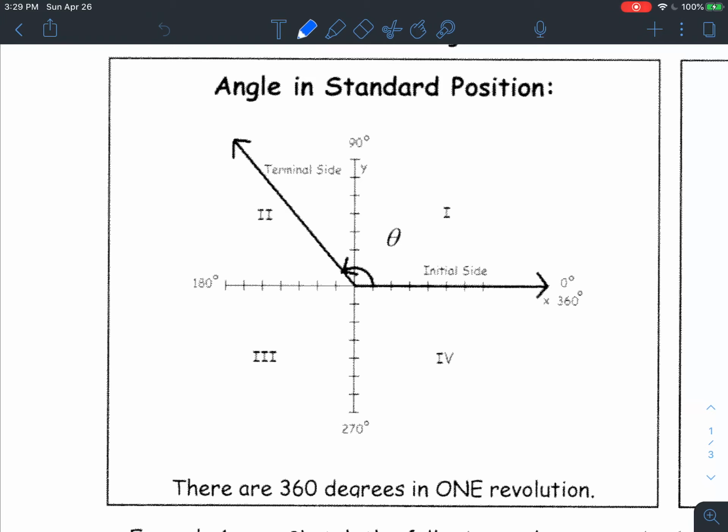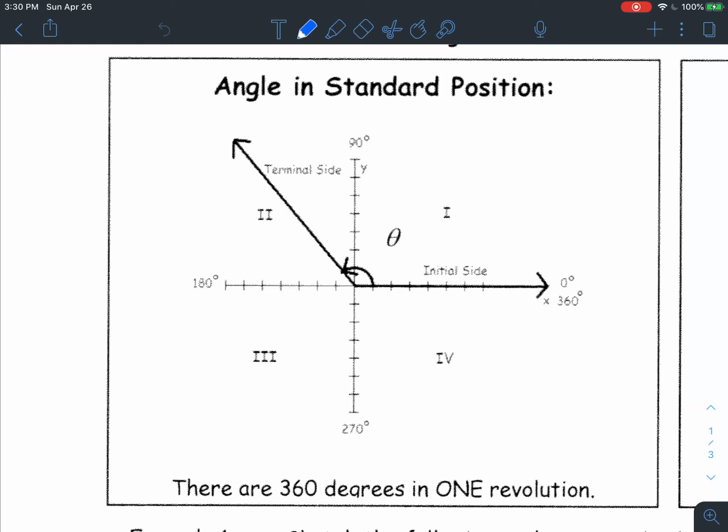So what standard position does is puts the vertex in the exact same spot. It starts with one side along the exact same spot no matter what angle we're dealing with. That way we're locking those two things in there, and the only thing that's going to change is then that second side to form my angle. So this is what it looks like for an angle in standard position.